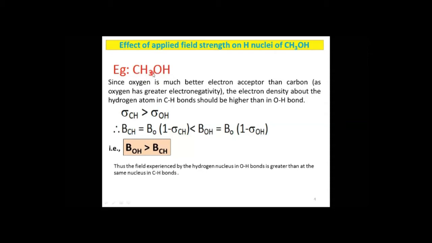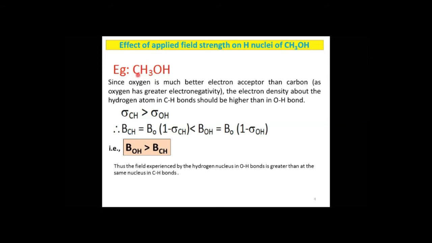So carbon and oxygen. Compared to carbon, oxygen will be highly electronegative. Since it is highly electronegative, it will be pulling the bonded electrons towards itself. So the electrons surrounding this proton will be very less. If the electron density is less, then they are said to be de-shielded. There are no electrons in order to hinder the protons from being experienced by the applied field.